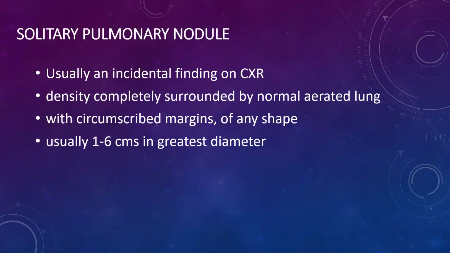And lastly, we have your solitary pulmonary nodules. Solitary pulmonary nodules are usually an incidental finding on chest x-ray. Very common, patients undergo an annual physical exam or employment exam, and we notice these small nodules on the chest x-ray. These nodules are densities completely surrounded by normal aerated lung. They usually are circumscribed or round in shape, but can be of any shape, and usually measure around 1 to 6 centimeters in greatest diameter.